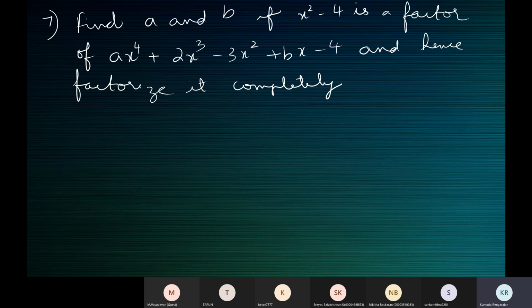Find a and b if x square minus 4 is a factor of ax to the power 4 plus 2x cubed minus 3x squared plus bx minus 4, and hence factorize it completely. Once you get the values of a and b, use them in the polynomial: fix the value of a, and in bx use the value of b, and factorize the given polynomial completely. First tell me the two equations. Start working.